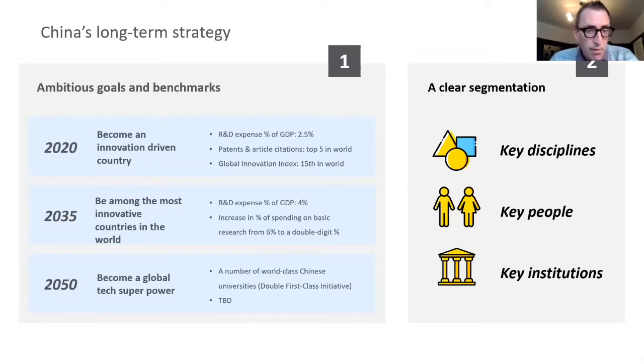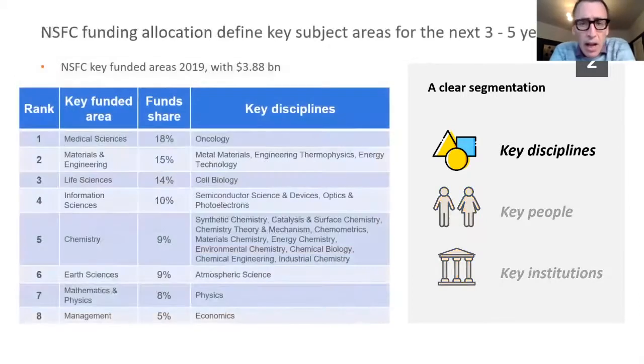There are really concrete commitments in there, R&D going from 2.5% to 4% of GDP in just 15 years. And then on the right-hand side, within our world, academic publishing, a very clear focus on key disciplines, key people, and key institutions. And in terms of those key disciplines, the disciplines here are detailed in the table, and I won't go through each of them.